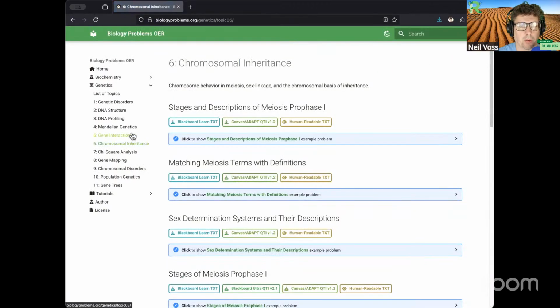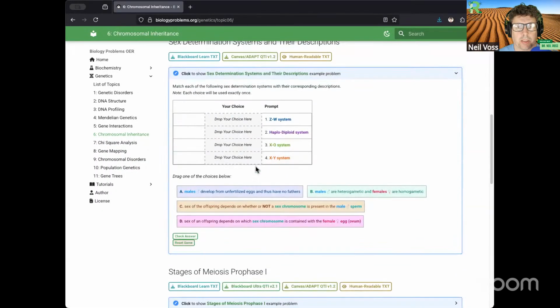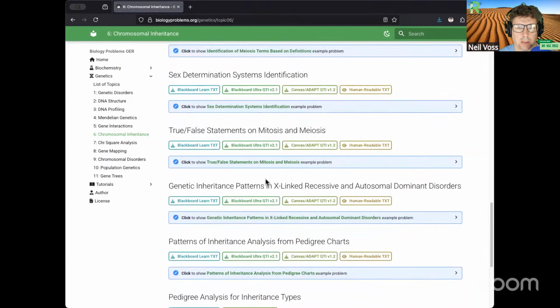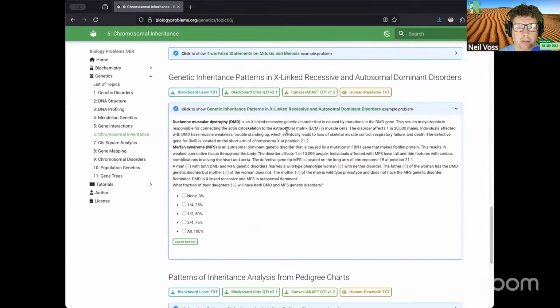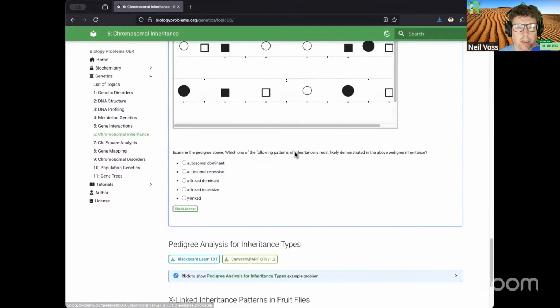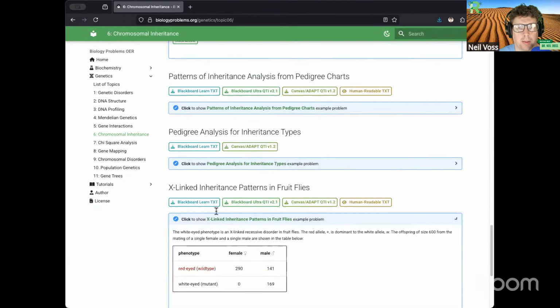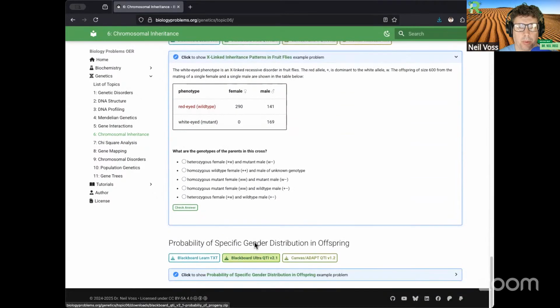Then I talk about chromosomal inheritance, kind of getting into Thomas Hunt Morgan type stuff, sex determination systems, stages of prophase one, true false statements, linking X-linked disorders with autosomal disorders, patterns of inheritance, pedigree charts. This is broken right now. Sorry. X-linked patterns in fruit flies. I can see some output.